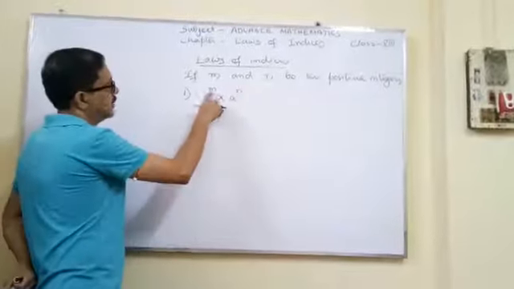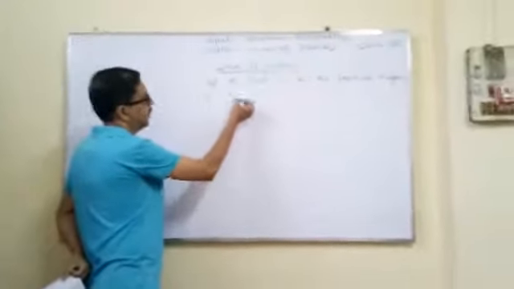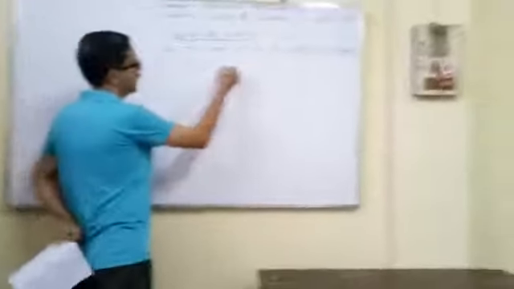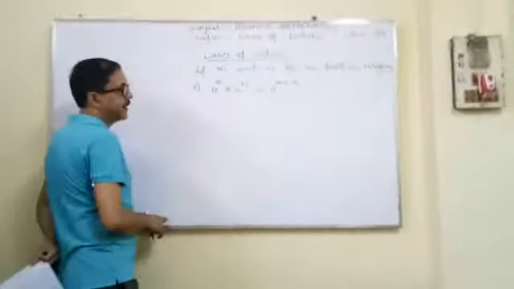What do you mean? This is the mth power of a. This is the nth power of a. If we multiply these two, then the result becomes a to the power m plus n. The powers will be added.